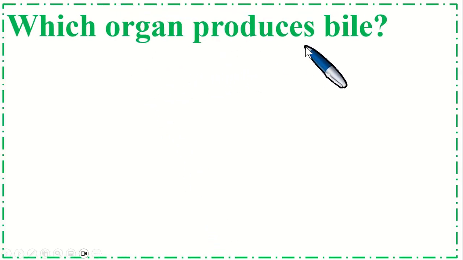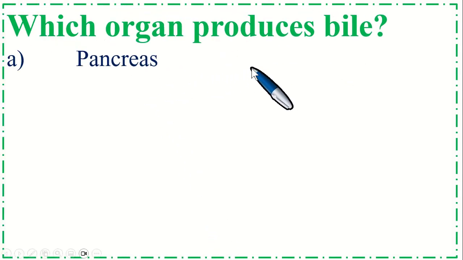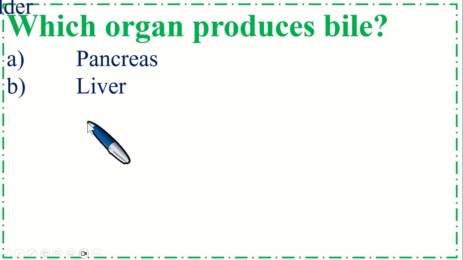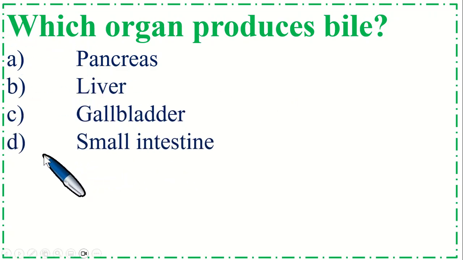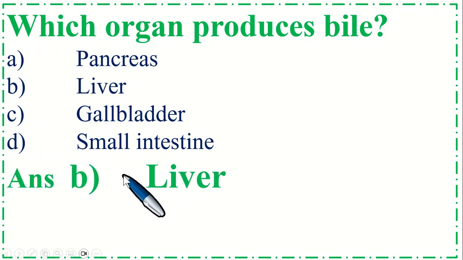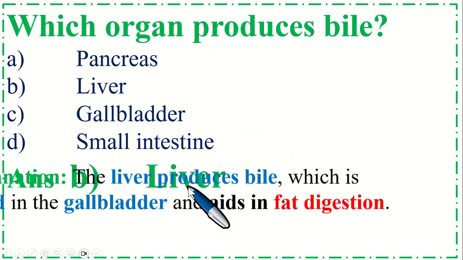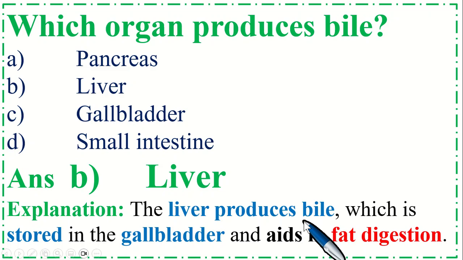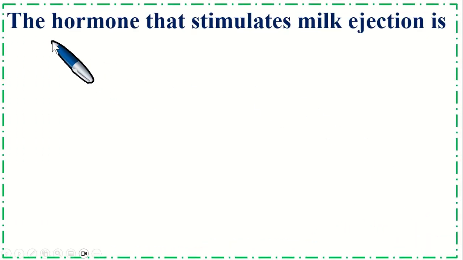Which organ produces bile? Option A, pancreas, B, liver, C, gallbladder, and option D, small intestine. So the correct option is B, liver. The liver produces bile which is stored in the gallbladder and aids in fat digestion.